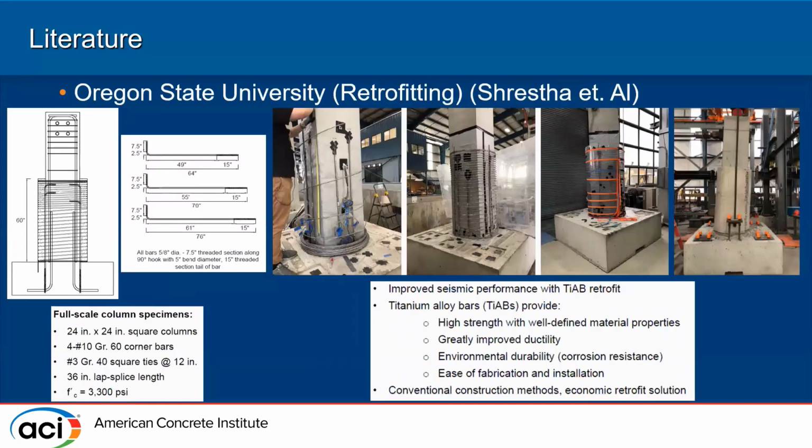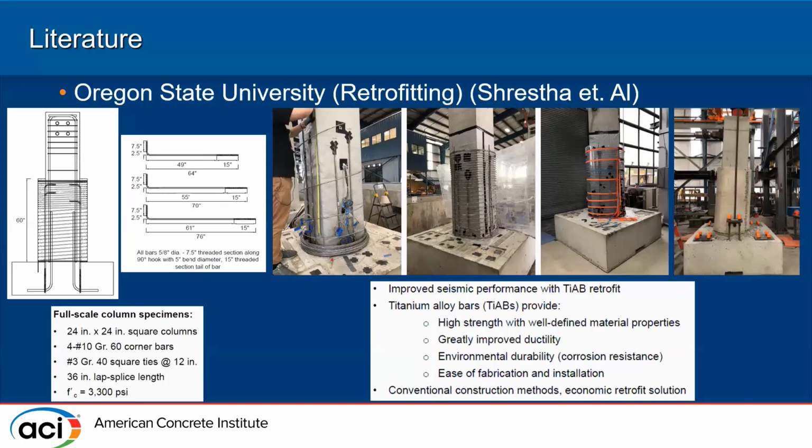This is one of the research projects that was carried out at Oregon State University. Mostly they have used titanium alloy bars for retrofitting. They took a square column and used titanium alloy bars as the longitudinal reinforcement, and the spirals were also titanium alloy bars, and they were trying to obtain the upgraded capacity of the column or restore the capacity of the column.